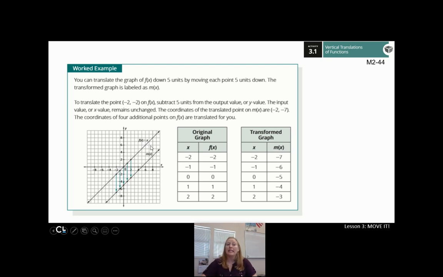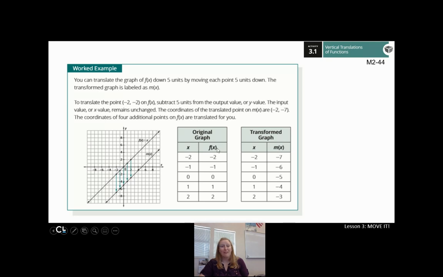So you can translate the graph of f of x down 5 units by moving each point 5 units down. So I could pick a point and go 1, 2, 3, 4, 5, and do the next point 1, 2, 3, 4, 5, and just keep doing it for every single point on the line. And this transformed graph that we created, that we shoved down 5 units, we're going to call m of x.